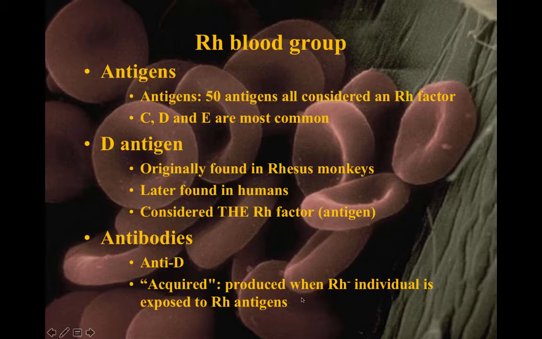They're acquired or produced when an Rh negative individual is exposed to Rh antigens. The antibodies for the D antigen are referred to as anti-D, and these are only acquired or produced when an Rh negative individual, who wouldn't have the Rh factor, is exposed to Rh antigens. Until an Rh negative person is exposed to Rh antigens or Rh positive blood, they would not develop anti-D antibodies. This becomes important in pregnancy.